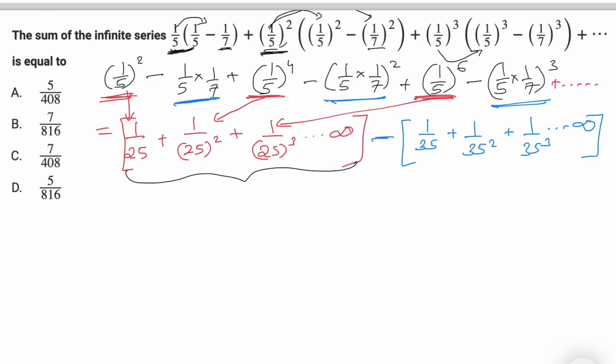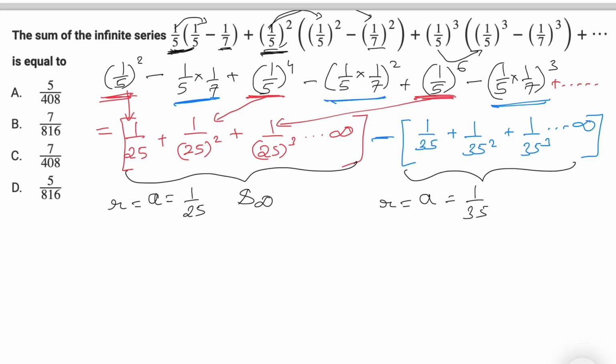Now, carefully observing these two parts, we can say that we have two infinite GPs getting formed. This is an infinite GP. The first term here is 1/25, and so is the common ratio. Similarly, on the second part, the blue part, we also have an infinite GP. The first term is 1/35, and so is the common ratio. We always know that the sum of the infinite terms of a GP is a upon 1 minus r, and now we can very quickly solve this question.